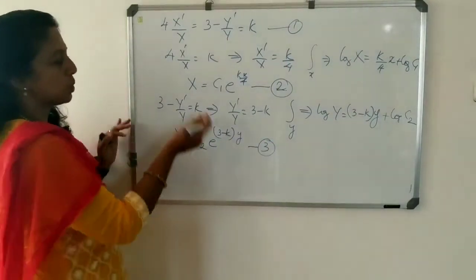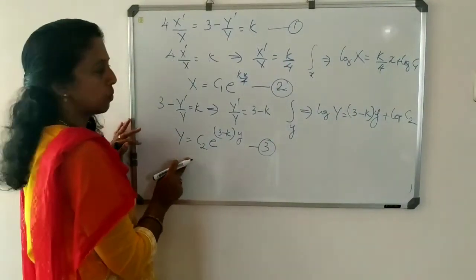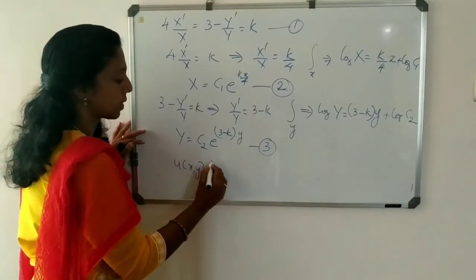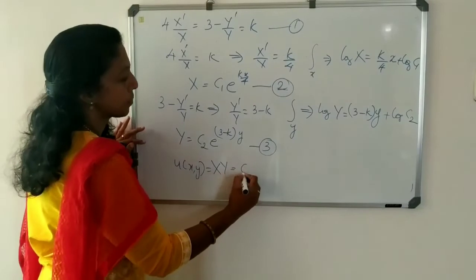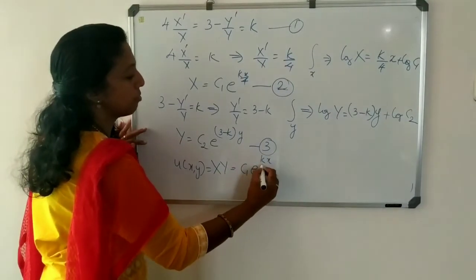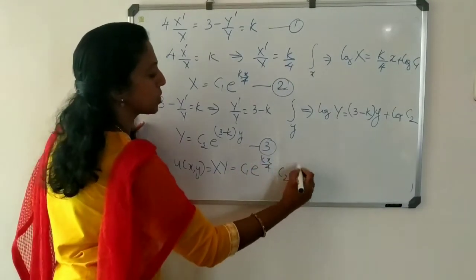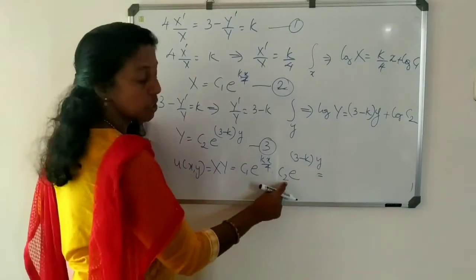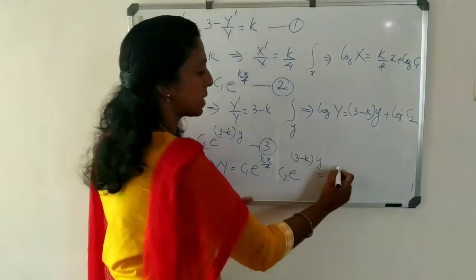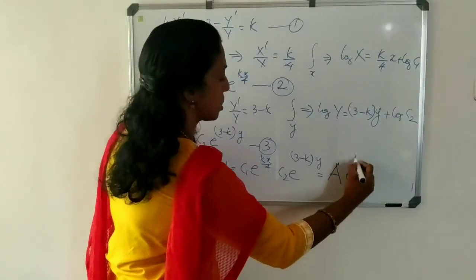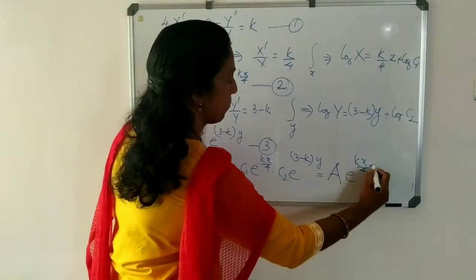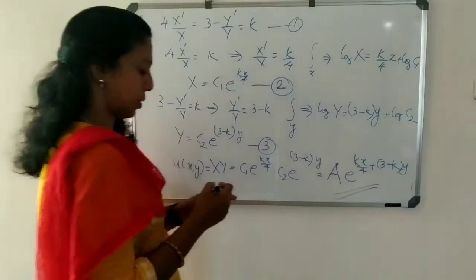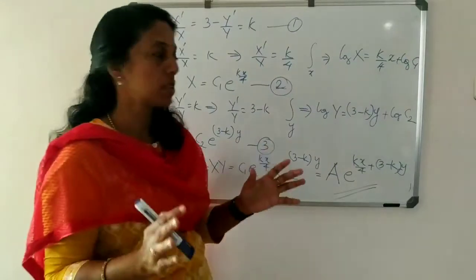Now substitute the values of capital X and capital Y in our trial equation. So u of x comma y, which is our capital X into capital Y, becomes c1 e raised to kx by 4 into c2 e raised to 3 minus k into y. Or you can write c1 into c2 as, say, capital A, e raised to kx by 4 plus 3 minus k into y. This is our solution.